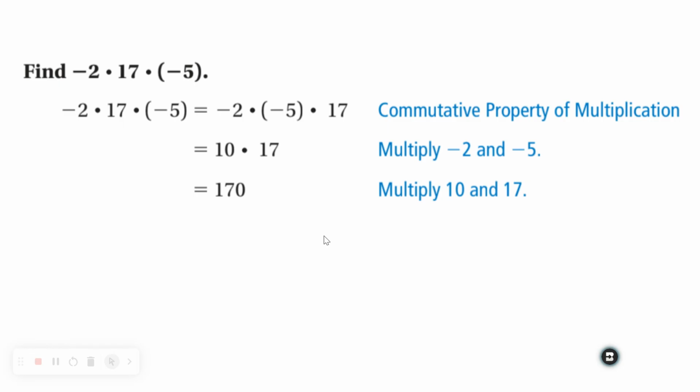Try this one. We have this one together. -7 times 3 times -2. Try this. Pause the video. Try doing this. You can change the order if you want, or you can multiply it as is. But pause the video. Try it on your own.